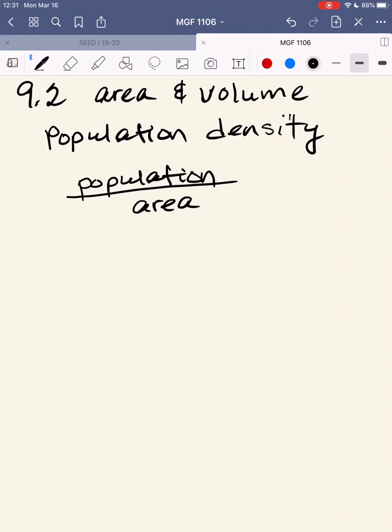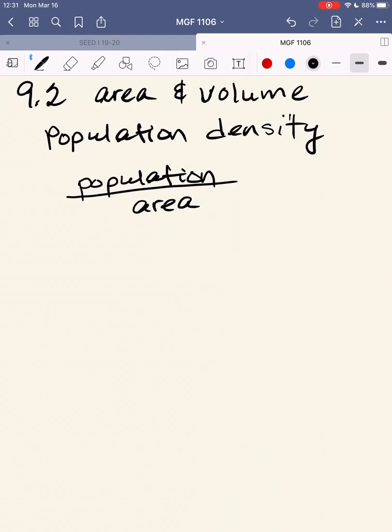So something like Orlando, Florida, has a certain population density, but we're pretty spread out. Whereas you could have the same number of people in a much smaller area, like in New York City, and it's not as open. So try to think of it like that.